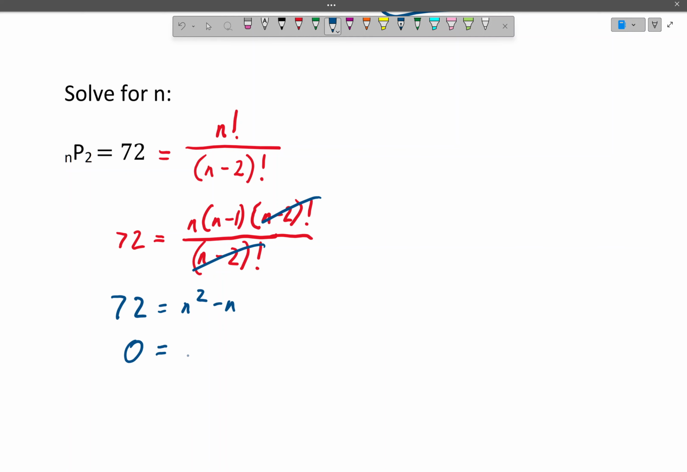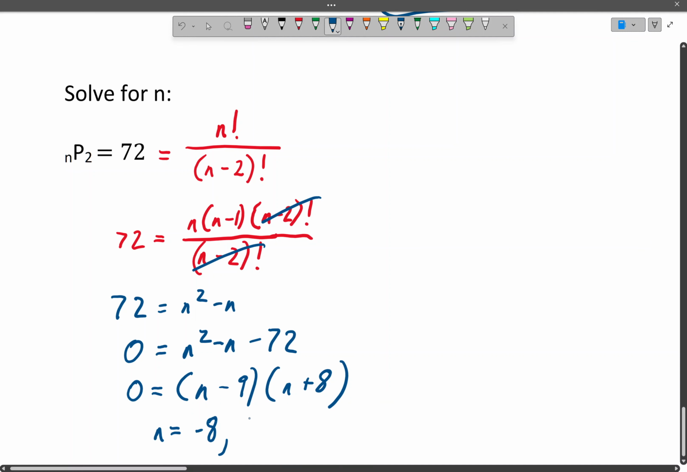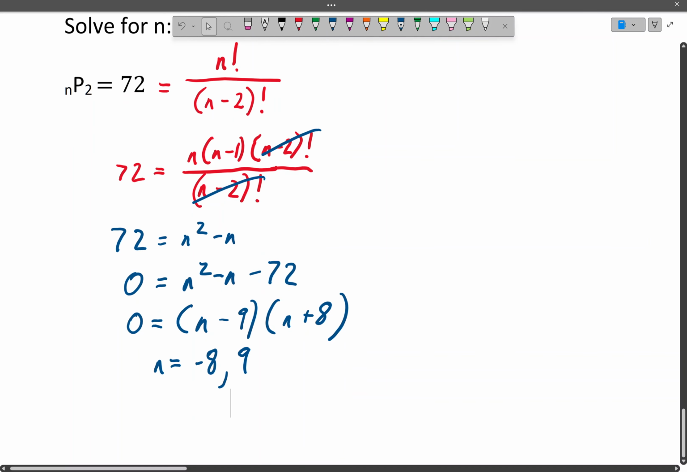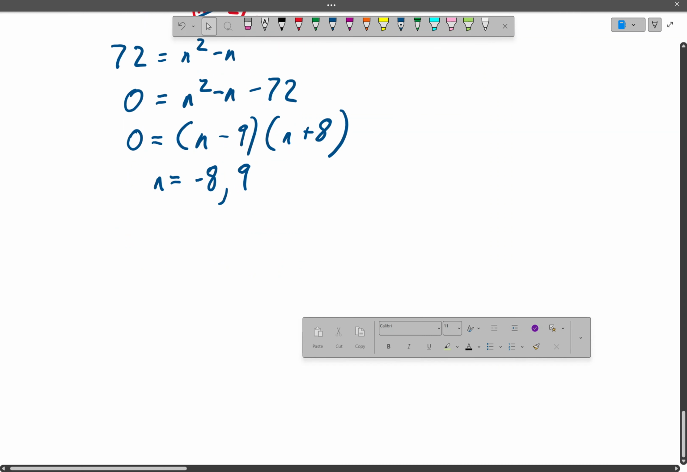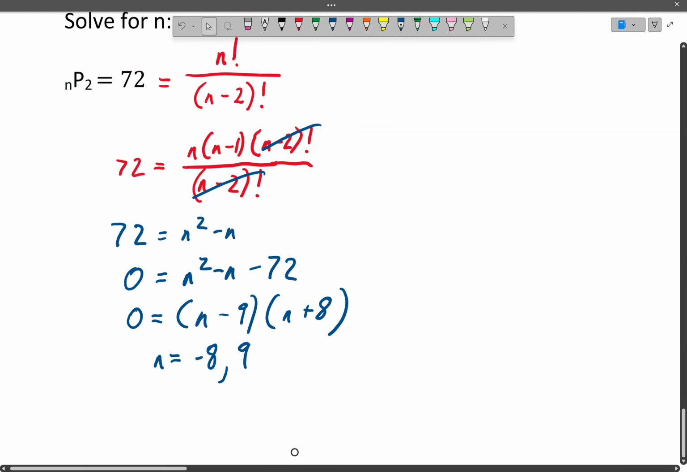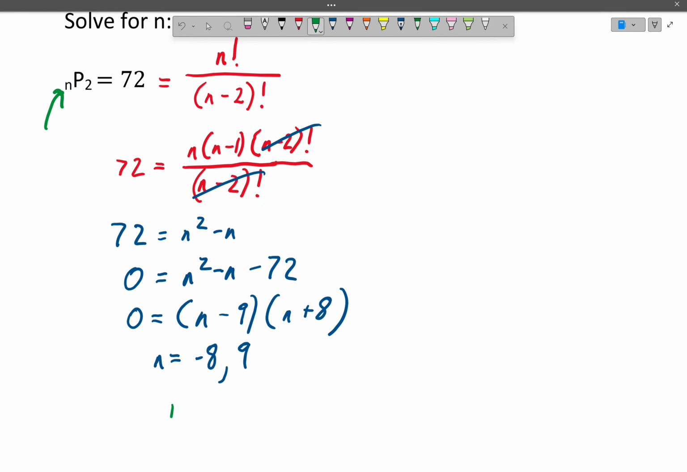Okay, and then we can move the 72 over. And now we can have n minus 9, n plus 8. And so n equals negative 8, comma 9. And because we cannot have a negative total number of items, that's kind of where the perm is coming from, right? Slash, we can't have a factorial with a negative. Then n equals 9 is our final answer.